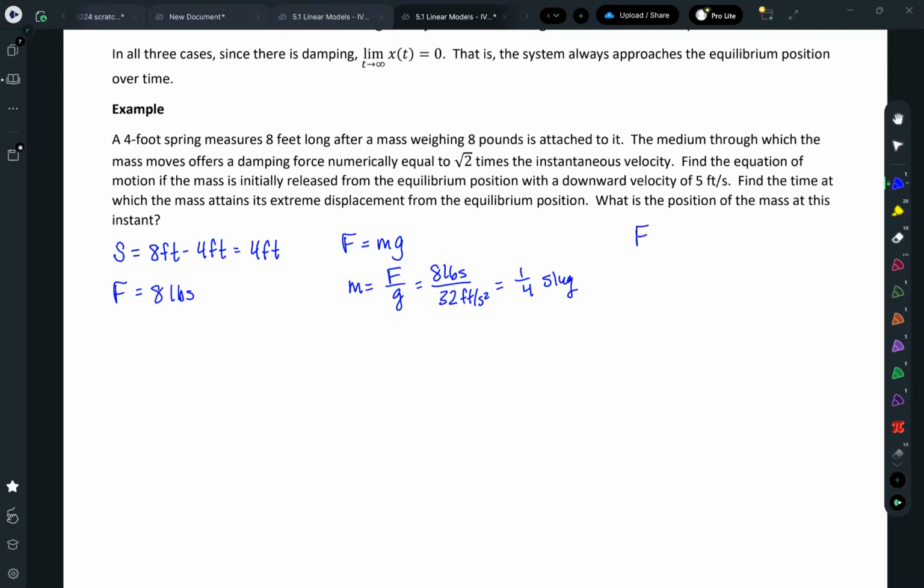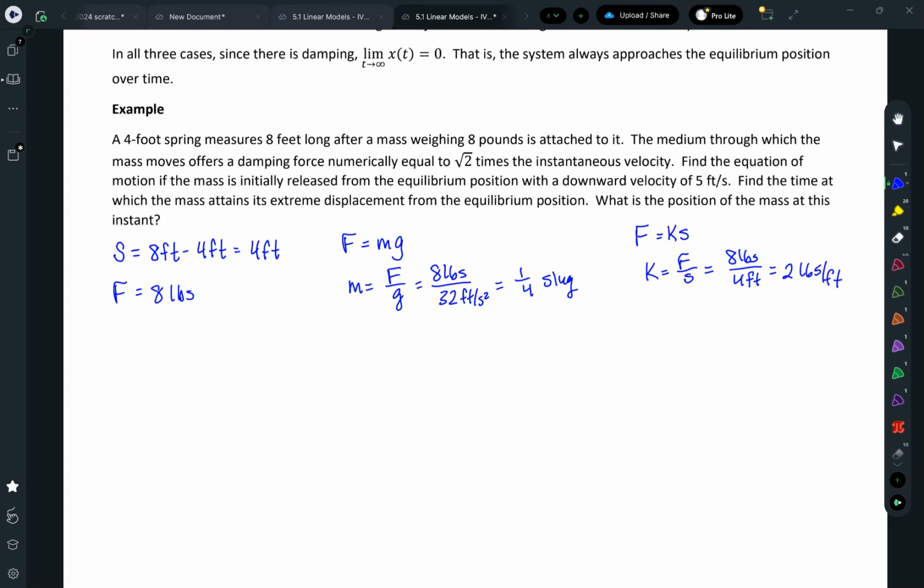We also know that force is equal to the spring constant K times the amount of stretch. So we can solve for K and say K is equal to the force divided by that stretch. And so that's 8 pounds over the 4 feet, and that will simplify to 2 pounds per foot. Okay? And so we have M, we have K.